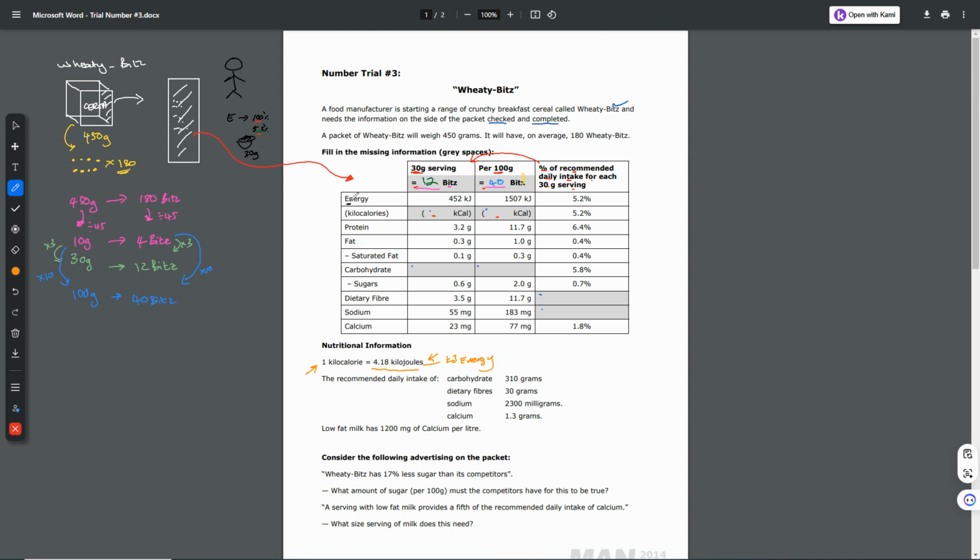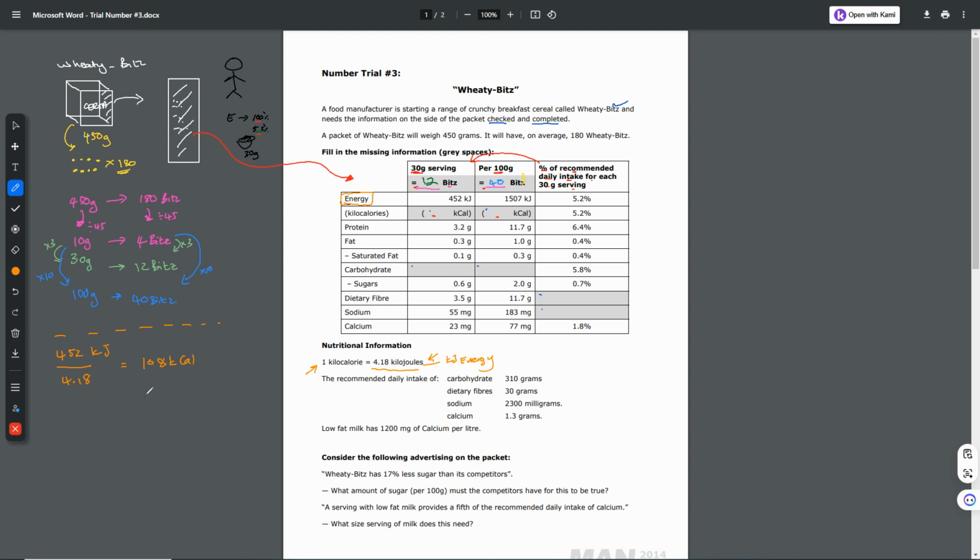And where's energy? Energy is over here. And they're saying that 452 kilojoules is going to be for a 30 gram serving. So how many calories will that be? We will divide it by 4.18. So 452 divided by 4.18 is what we need to put on a calculator. We take 452 divided by 4.18, and that comes to 108 kilocalories.